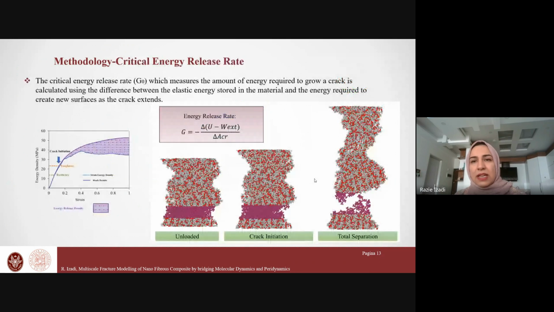And to find the critical energy release rate, we focused on the energy density during deformation. As you can see, prior to crack initiation, all the work done on the nanofiber is stored in the fiber as a strain energy that is associated with the external work. But as the crack starts to propagate and grow, a growing difference arises between the external work and the strain energy that is related to the energy release rate due to crack propagation. The energy release rate equals the difference between these two parameters at these two points divided by the change in the crack area.